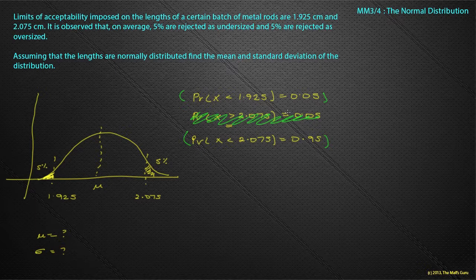Now, it's normally distributed, but I don't quite know how I'm going to do this. There's no function on the calculator at the moment that tells me how to find from 1.925 being in 5%. But what we do know is that if we look at our normal distribution and ask where 5% would be, what would our z-score be for the bottom 5%? And what would my z-score be for the top 5%?